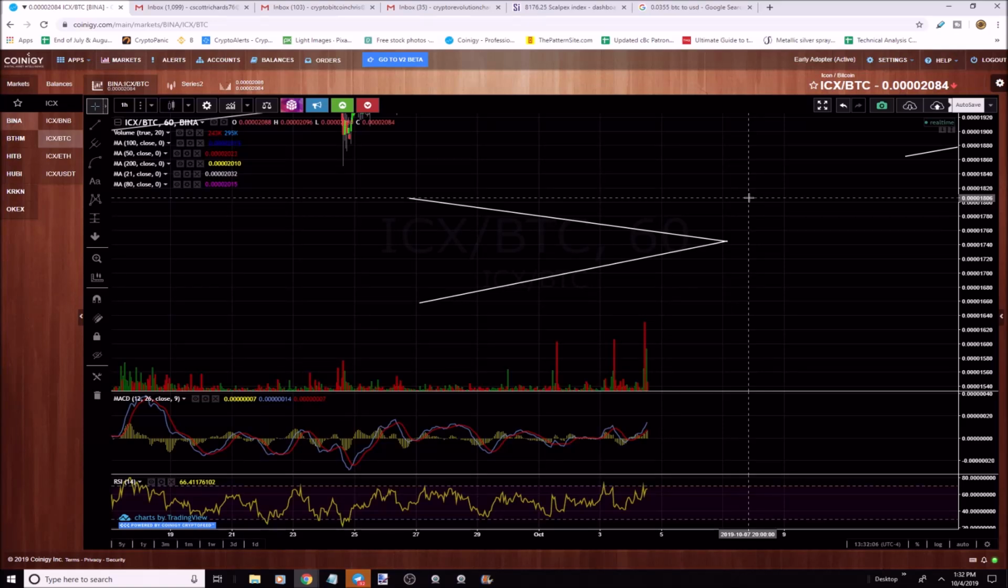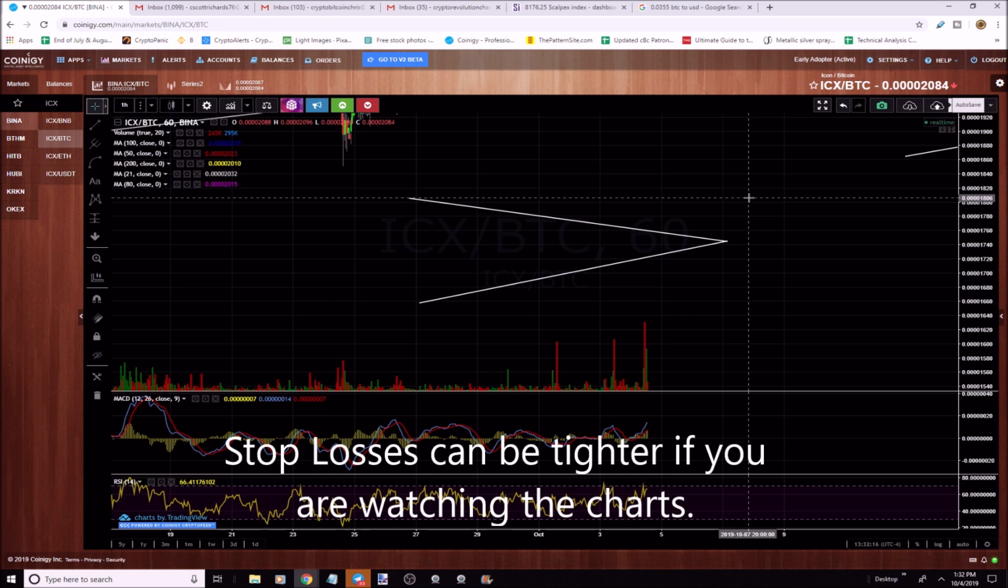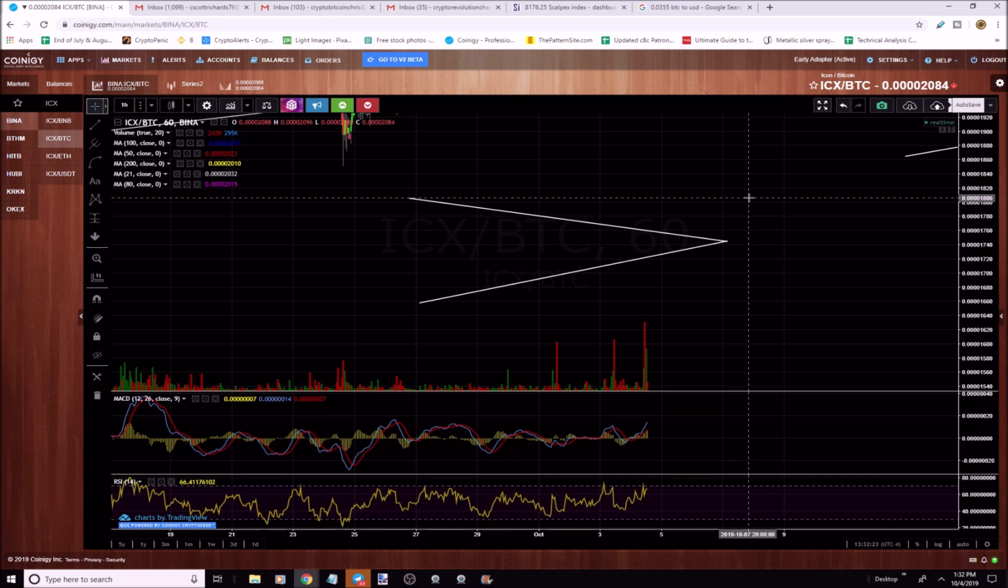Real quick, I got a lot of questions about stop losses, and there's no fixed place. It's not like 10% below the price action, or 5%. There's no fixed percentage. It changes, and it depends on your strategy. If you're day trading or short-term trading, it's going to be different than if you're watching the charts very rarely. Take a look at these patterns because they're really easy to set your stop losses.